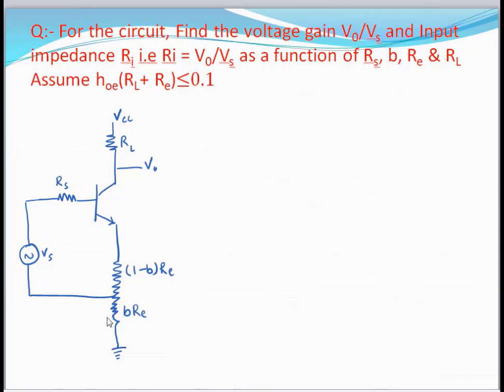We can see here that the whole is the emitter resistance, which is broken into 2 parts. The voltage source is connected in such a way that it breaks this RE into 2 parts. One is B RE, and the other part is (1 minus B) RE. The sum of these gives you the emitter resistance. As it is given that hoe times (RL plus RE) is less than or equal to 0.1, we can apply the approximate model here.